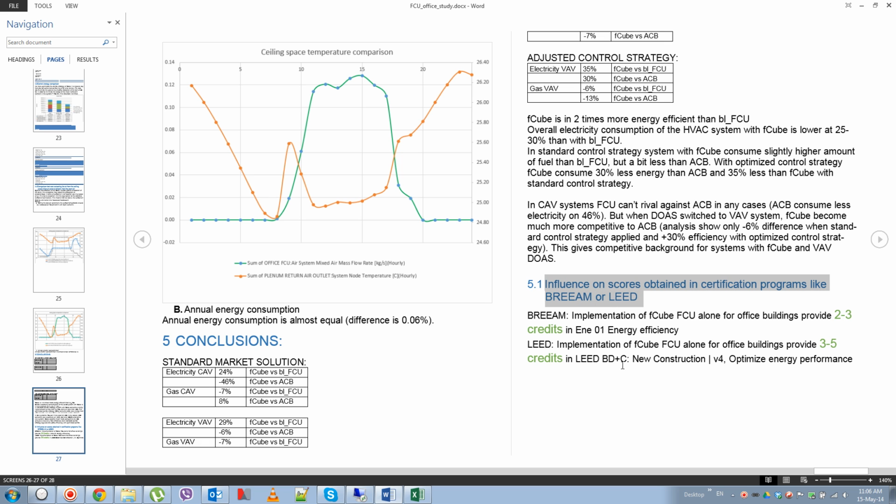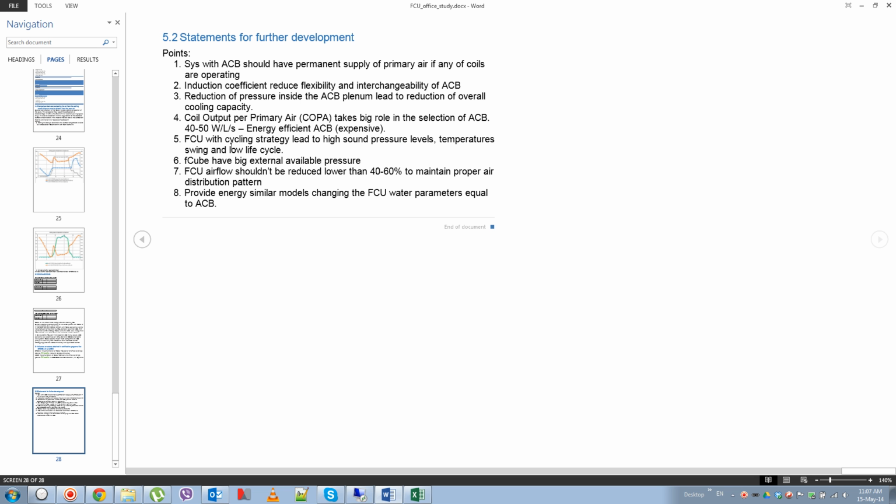This influences BREEAM or LEED or other sustainable certification, because the most important parameter is energy consumption of the construction. So by implementing fCube, you could easily get from 2 to 3 point credits in BREEAM, and 3.5 for LEED. It's very good. There are some statements for the analysis.